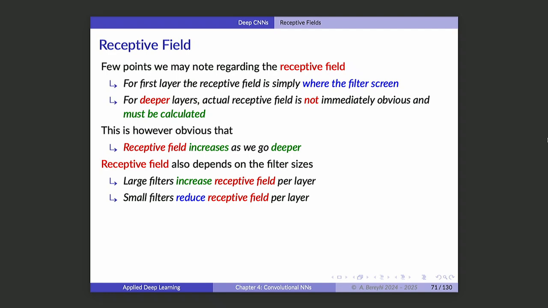Because if in your very first layer you are looking at a very large chunk of inputs, then in the next layers the receptive field is going to get huge very fast, right? So large filters are going to increase the receptive field per every layer, and if you choose small filters, you're going to have a smaller receptive field in every layer, right? And this is a good thing.